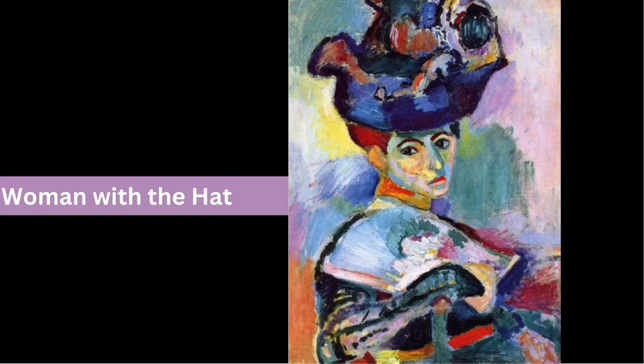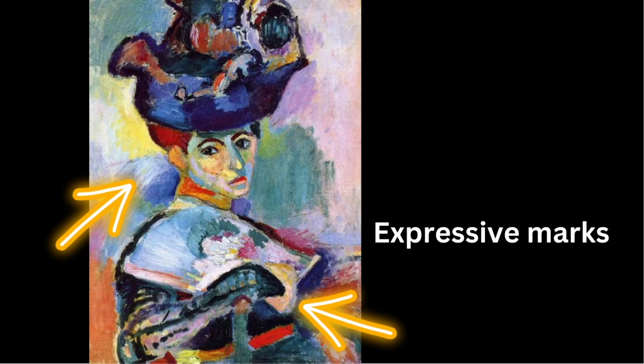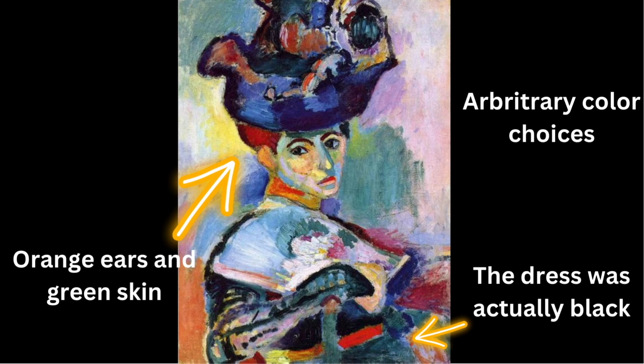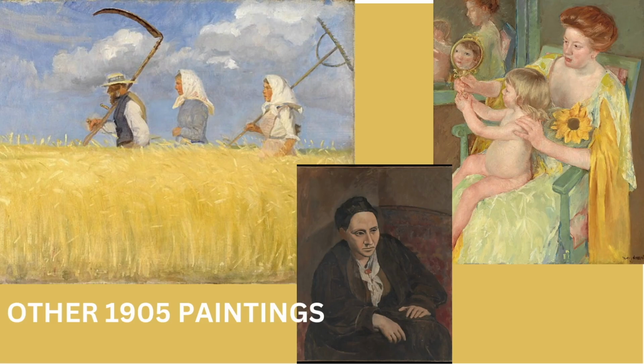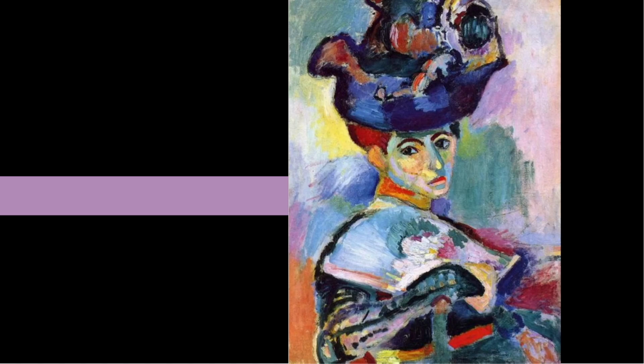This painting, Woman with a Hat, really broke the internet, as I say. It had these expressive marks, and he totally played with color, and instead of flesh tones, the skin is green. He used a lot of black, which was not happening at that time. These are other paintings done in 1905 when that painting was done, and you see the difference in the palette and the treatment. It's really a huge leap, and it was quite scandalous when he painted it. So he was really a maverick in all ways.